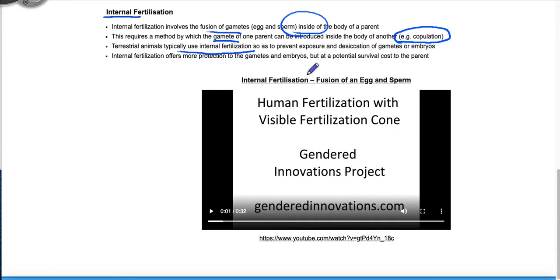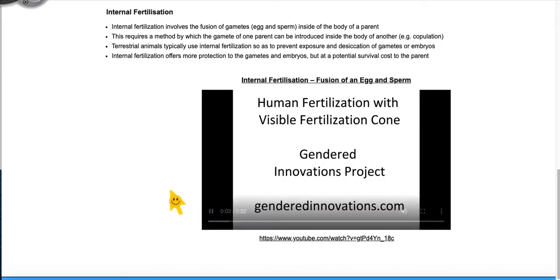them to those conditions. And internal fertilization is a way to protect these gametes and these embryos, but it has a cost to the parent because, of course, the parent has to carry that embryo or fetus inside the body and then give birth to it. Here is a very nice video, and I am going to play this, that shows you internal fertilization, the fusion of an egg and sperm.